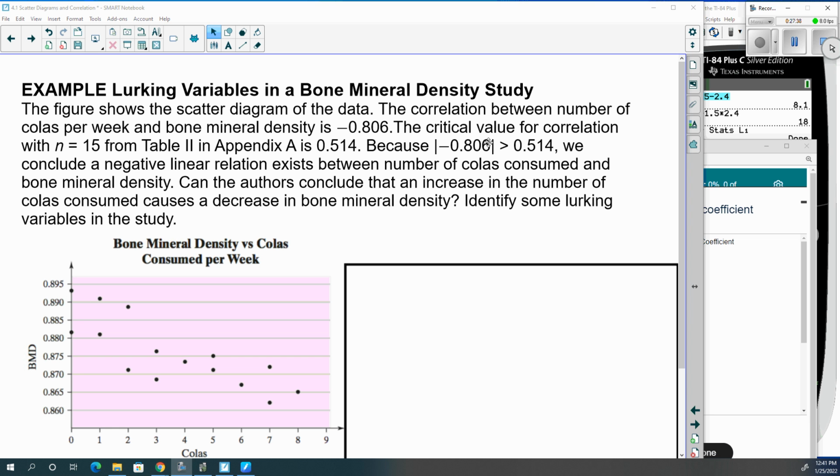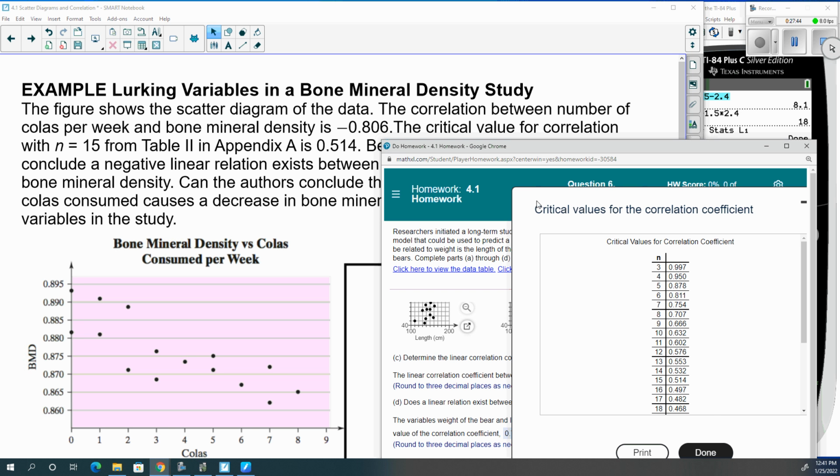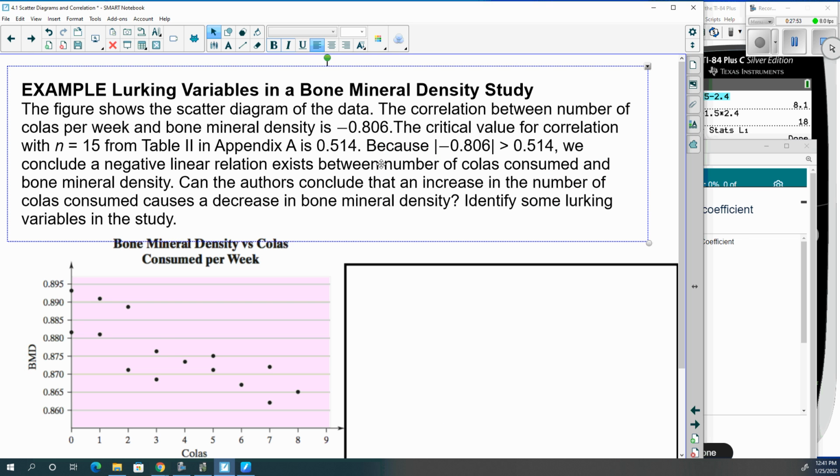So it says the critical value for the correlation with n equals 15. So that critical value again was from the table. If you had the little chart, for 15, it says it's 0.514. That's where this came from. Because the correlation coefficient, negative 0.86, the absolute value of that is positive 0.86, which is greater than 0.514. We conclude a linear negative relationship exists between these.